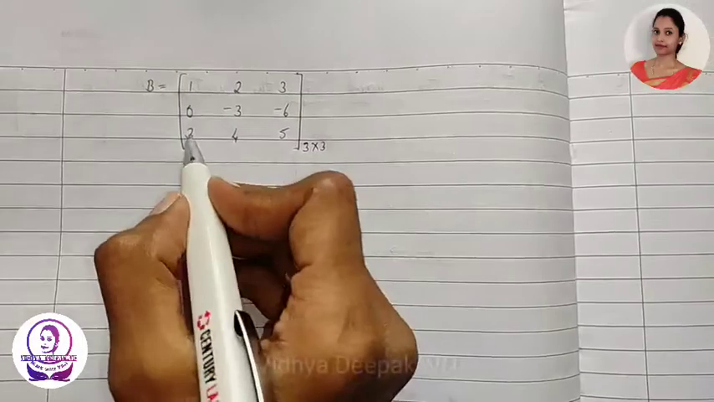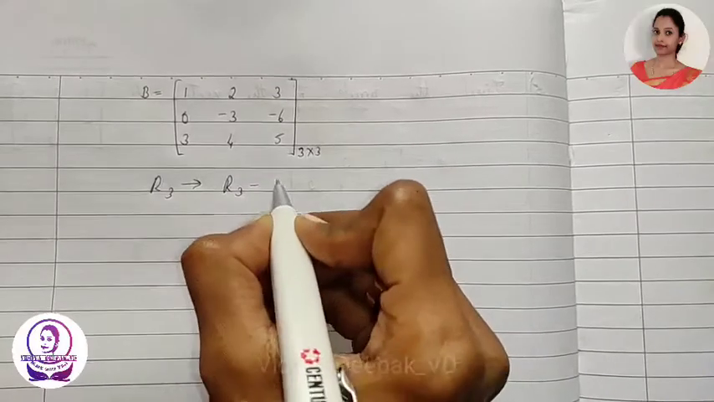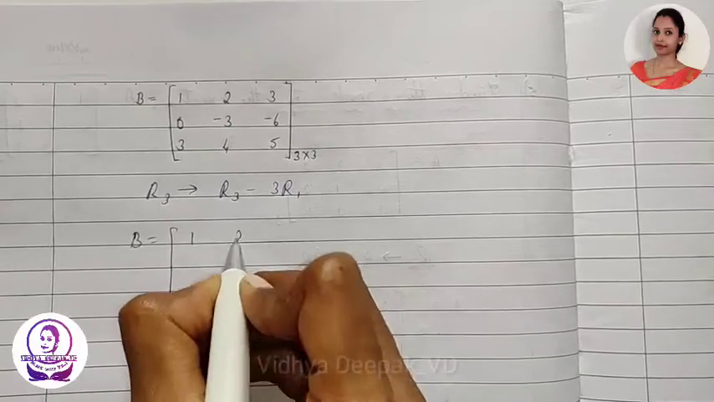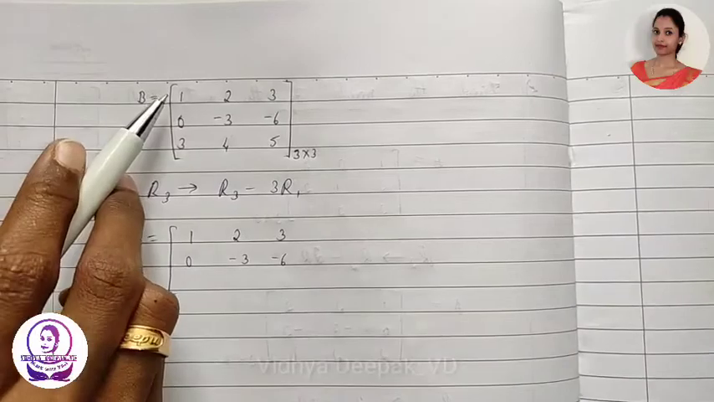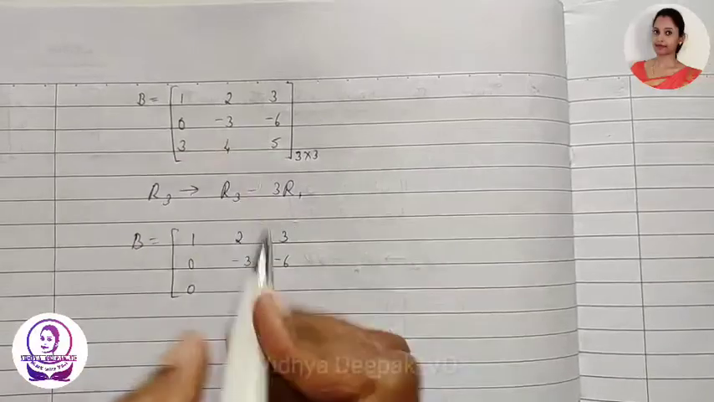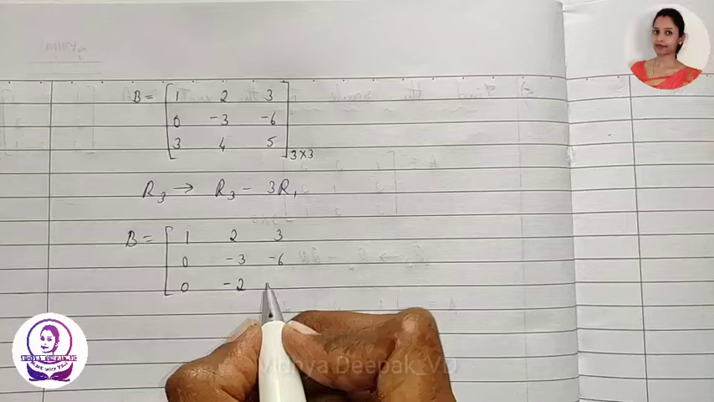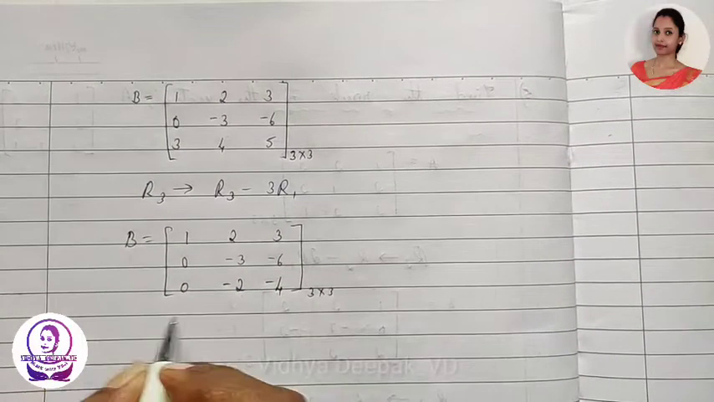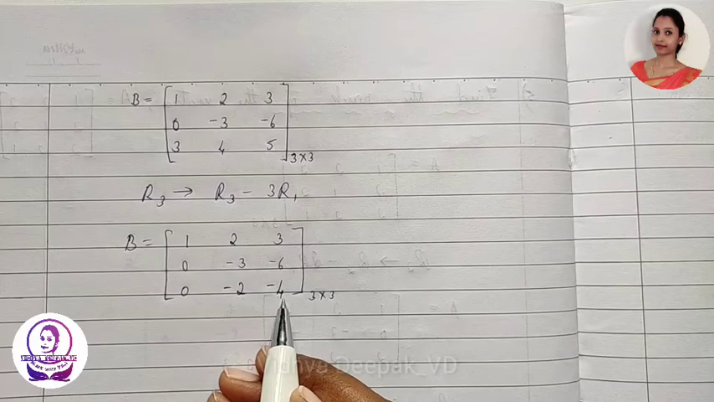Okay, next our aim is to make the zeros, that is R3 is equal to R3 minus 3R1. So what do we have? First row and second row remains the same. Now third row becomes 1 3s are 3. 3 minus 3, 0. 2 3s are 6. 4 minus 6 minus 2. 3 3s are 9. 5 minus 9 is minus 4. Okay, so now in order to make these two numbers zeros, what can you do?